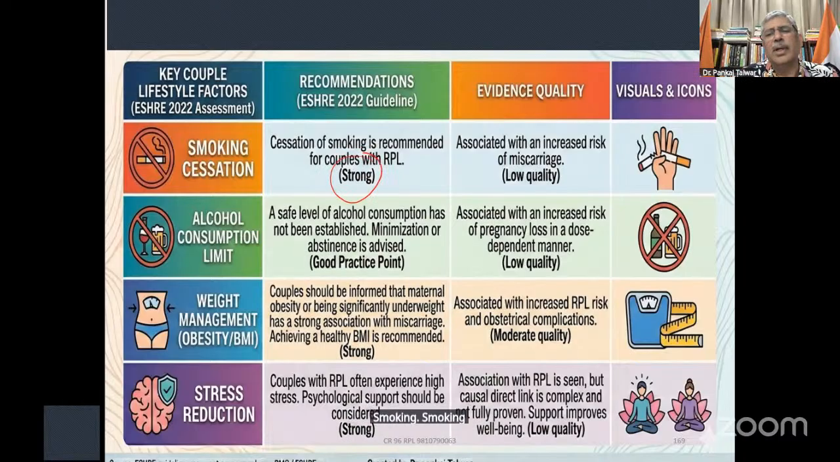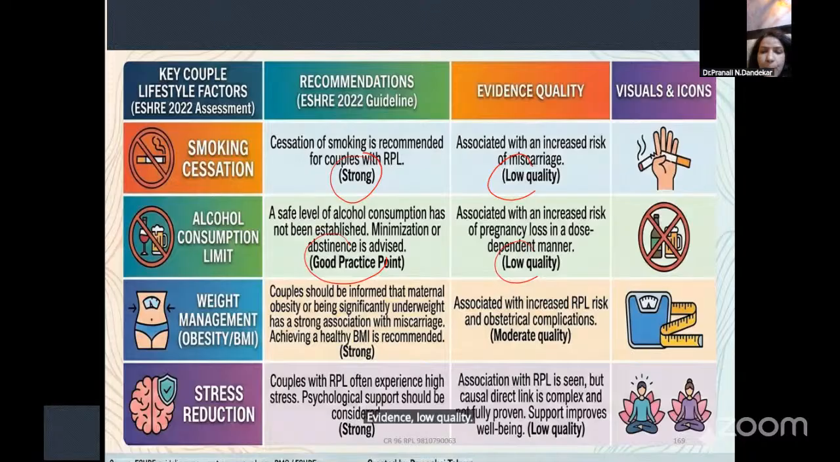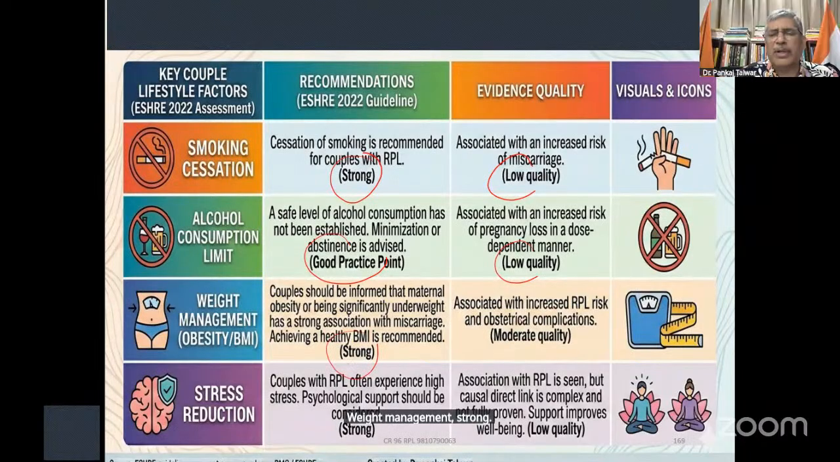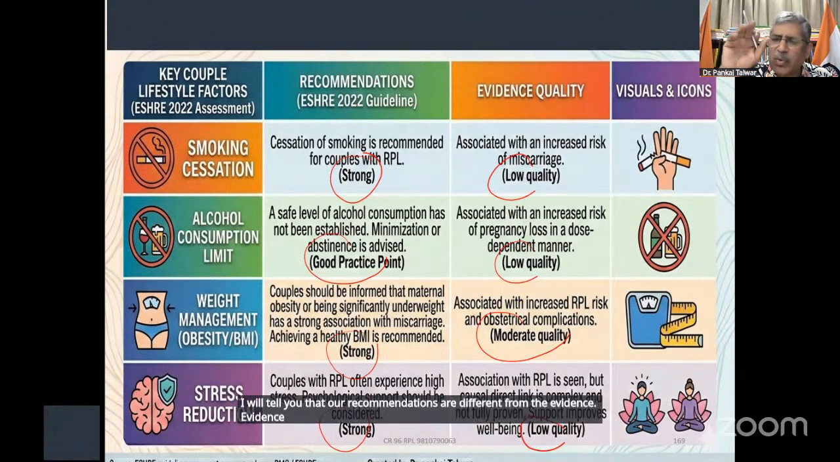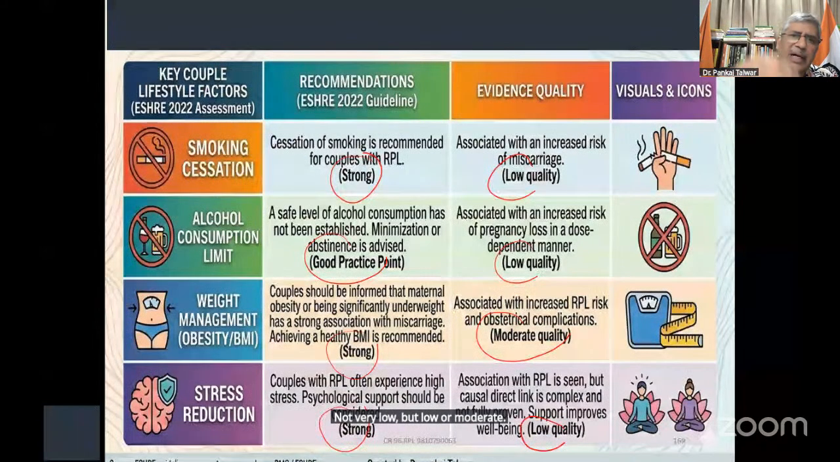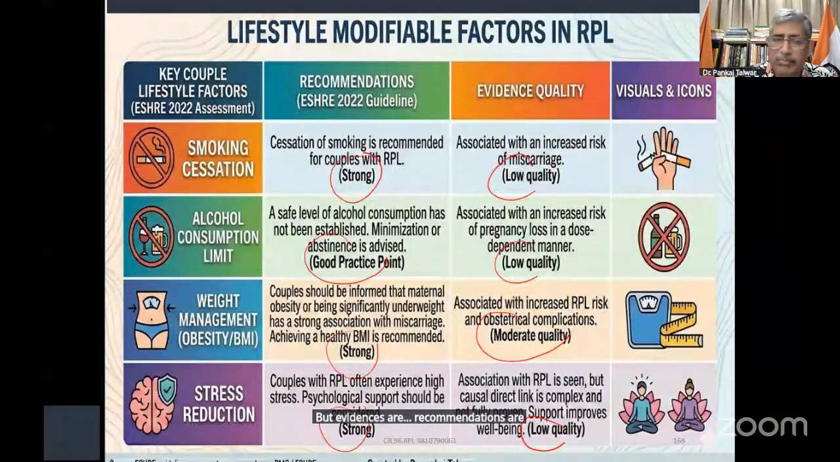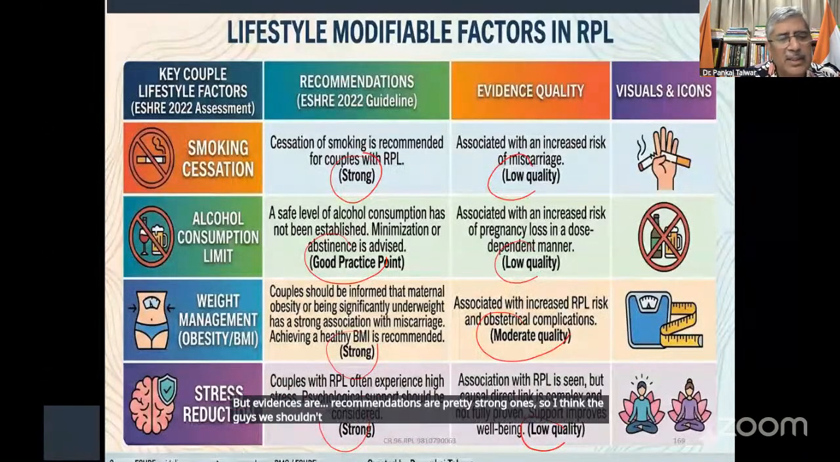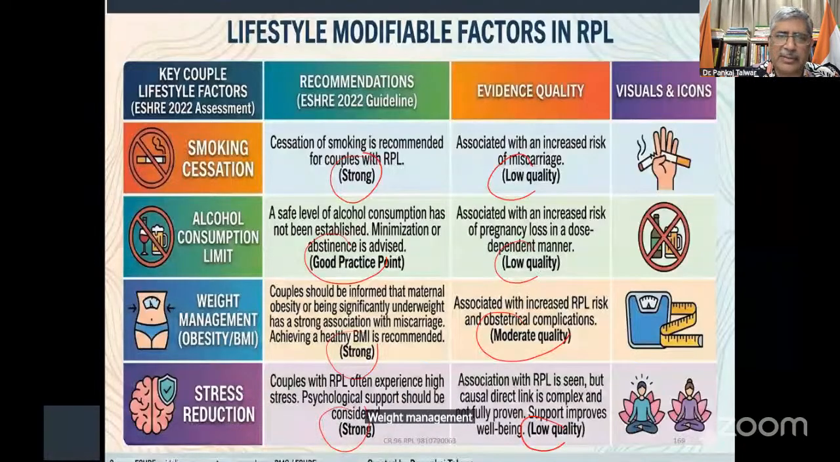Smoking, strong recommendation, evidence low quality. Alcohol, good practice point, evidence low quality. Weight management, strong, evidence moderate quality. And psychological, strong, evidence low quality. This is what I'm telling you, that recommendations are different from the evidence. Evidence quality is low or moderate, but recommendations are pretty strong ones. So I think, guys, we shouldn't smoke, drink, and should do weight management and stress reduction.